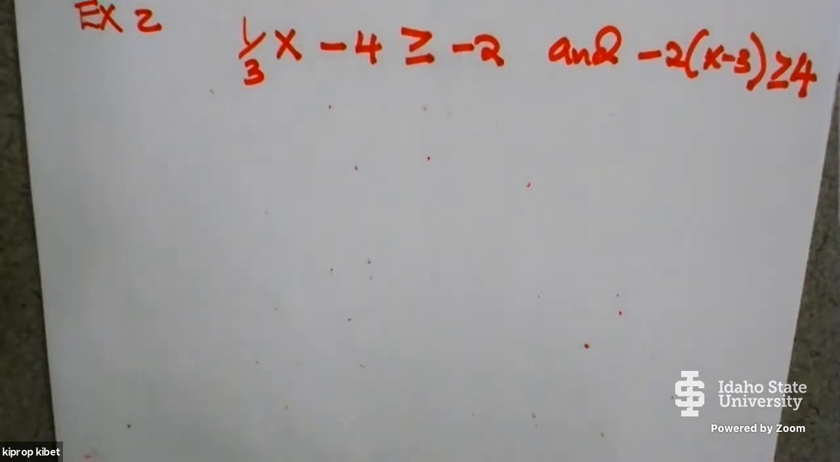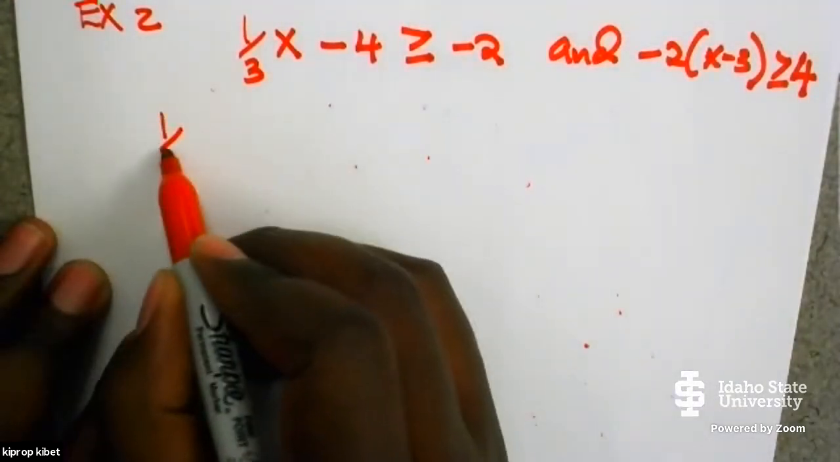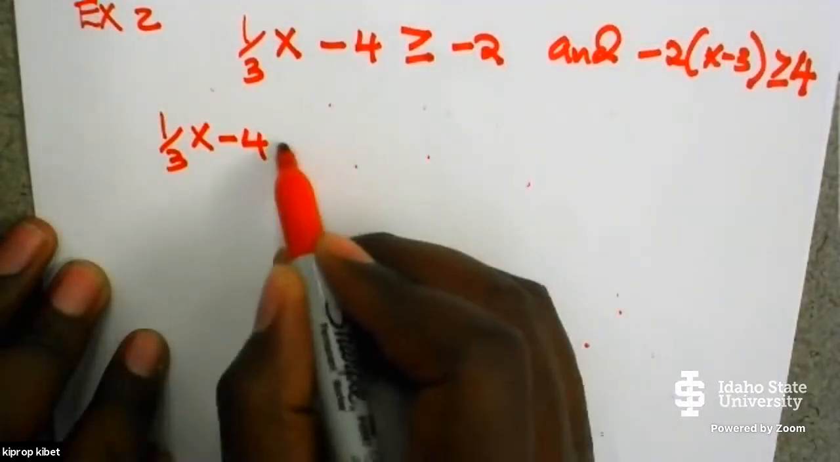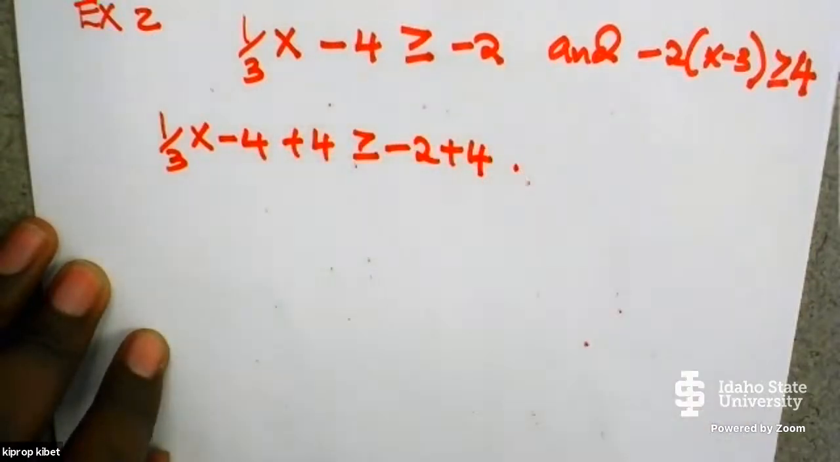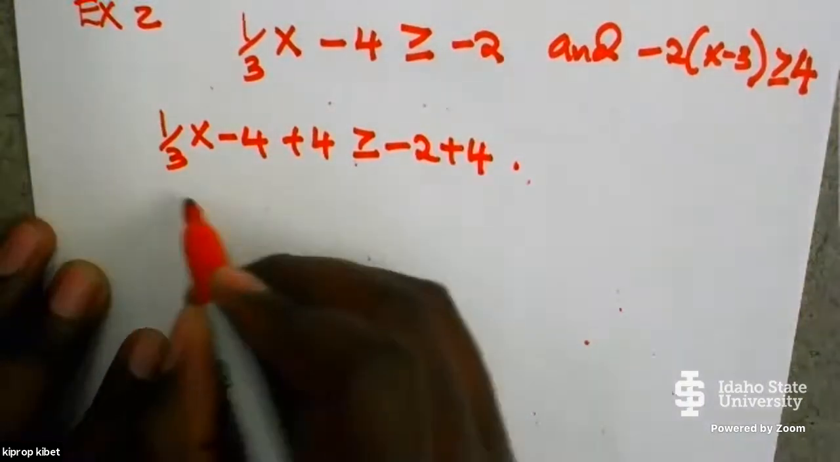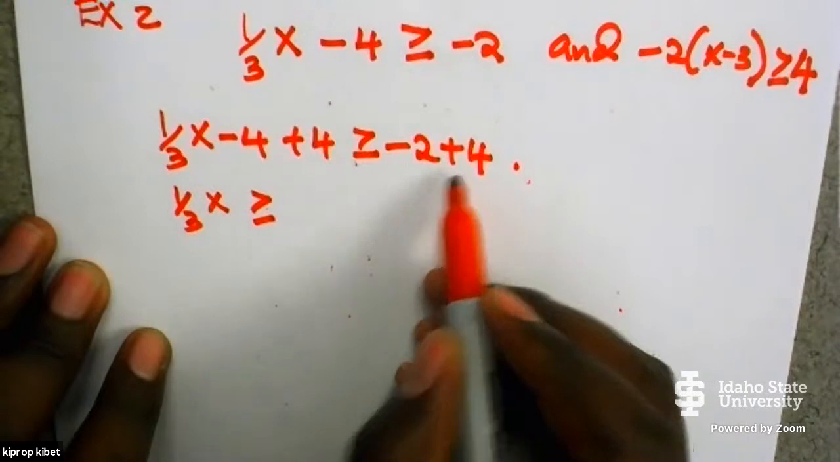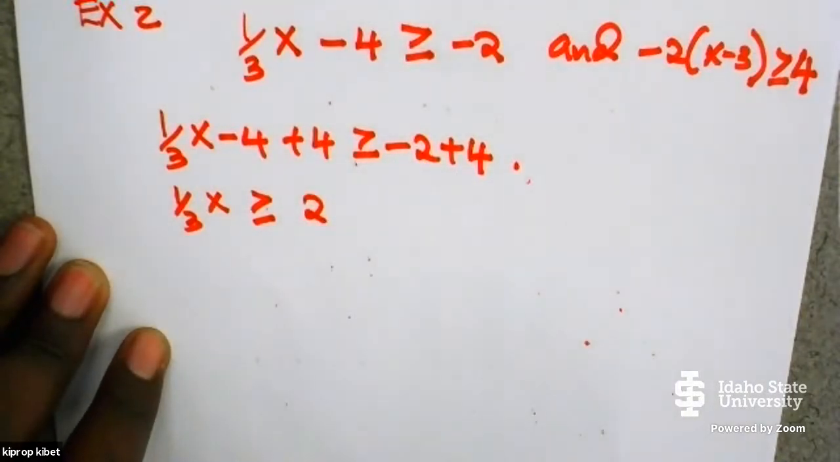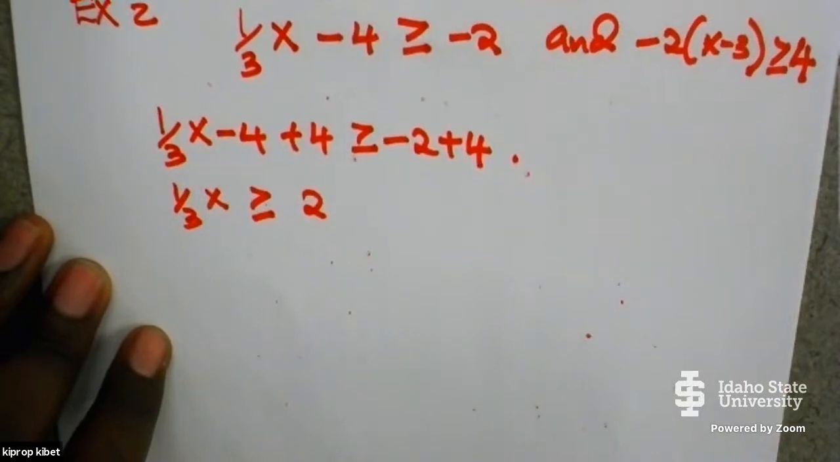Now you start by making the variable the subject. So you take the other values to the other side. So if you start from this, then it will be 1 over 3x minus 4 plus 4 greater or equals to minus 2 plus what? Plus 4. So 1 over 3x greater or equals to what? 2, right? Minus 2 plus 4 is 2.